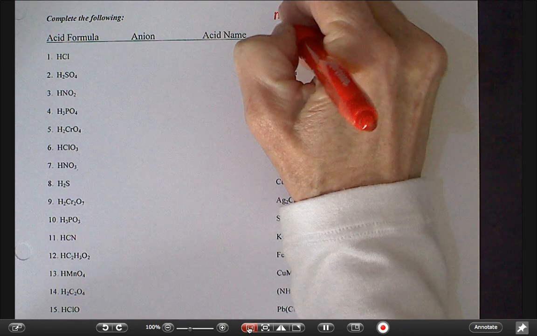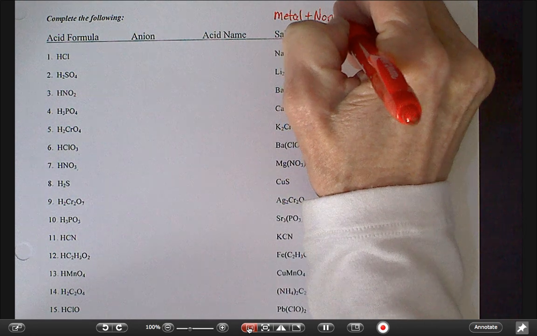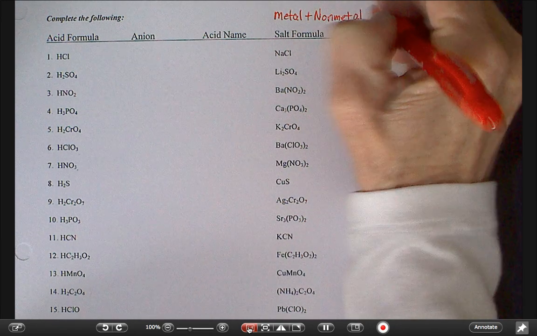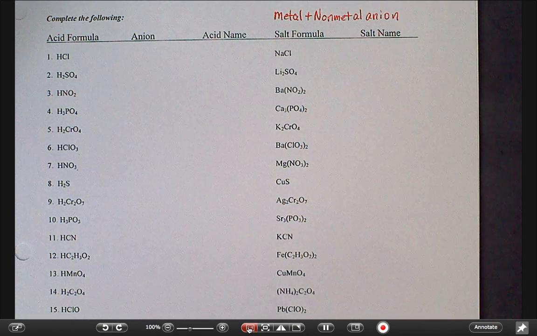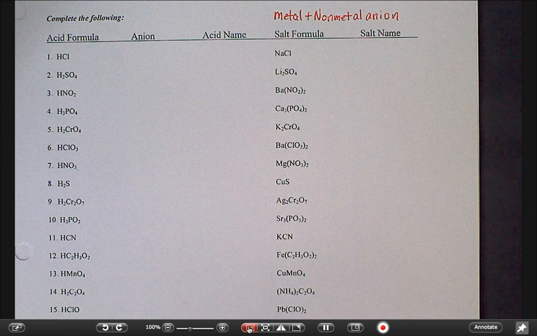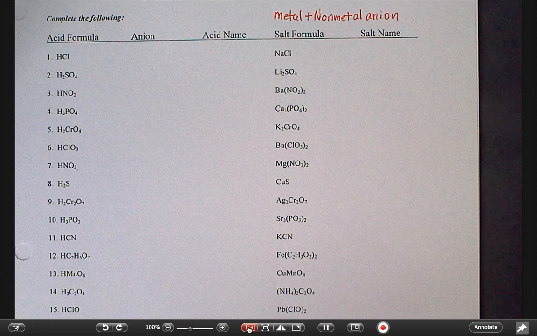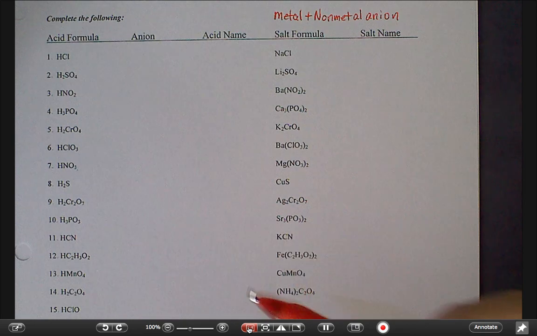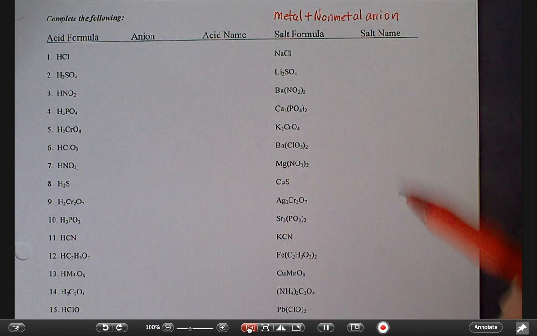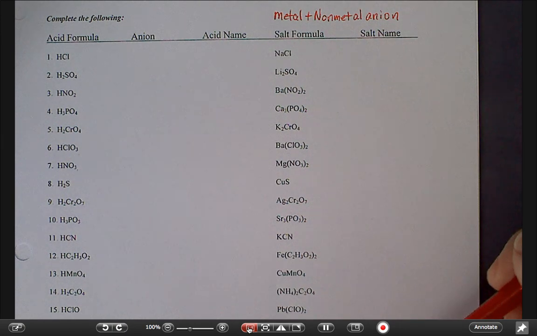Put metal plus non-metal. Now that anion can be a non-metal from the periodic table, or it can be a polyatomic non-metal. What you don't know yet is an acid-base reaction always produces a salt, and this is where these salts come from. You will learn that next semester.